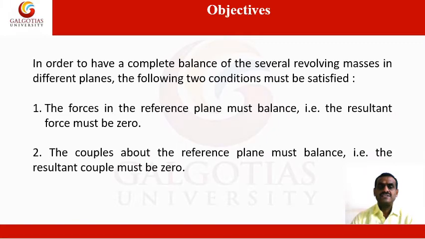For a complete balance of several revolving masses in different planes, the following two conditions must be satisfied. First, the forces in the reference plane must balance, that is, the resultant force must be zero. Second, the couple about the reference plane must balance, that is, the resultant couple must be zero.